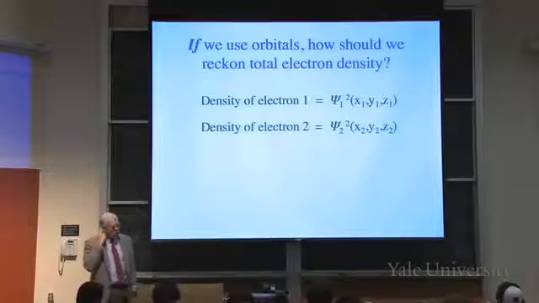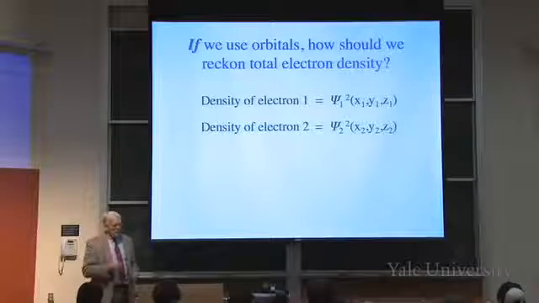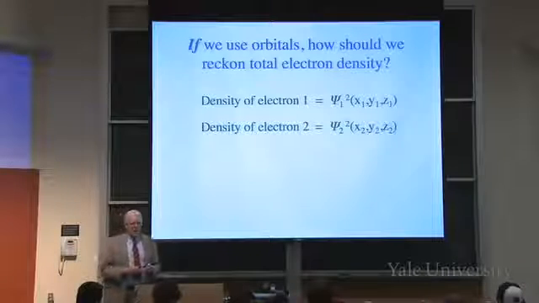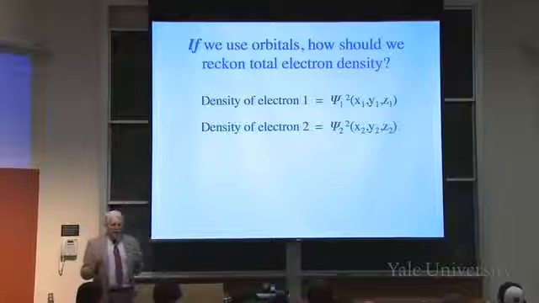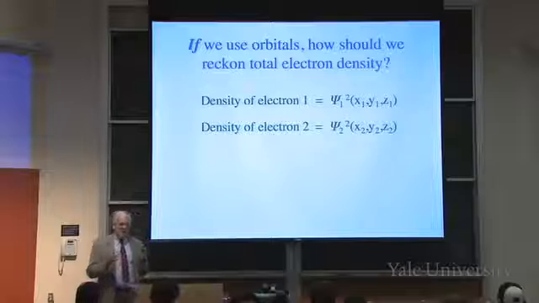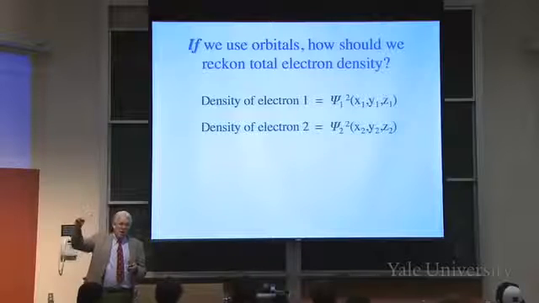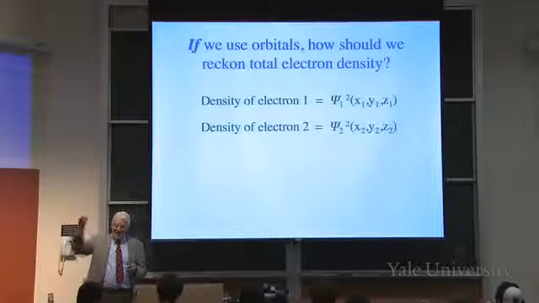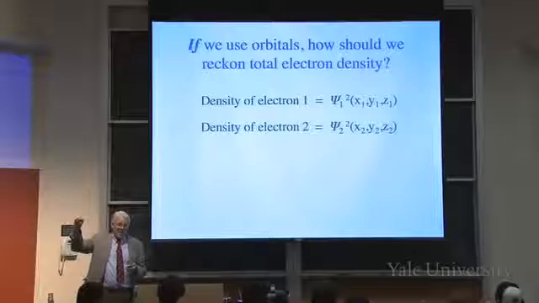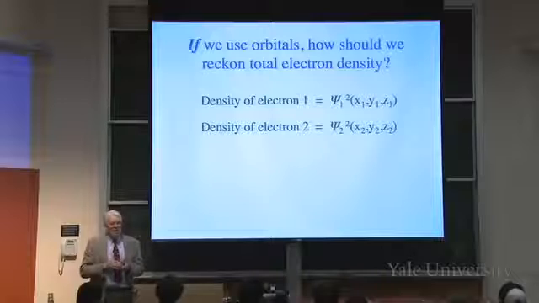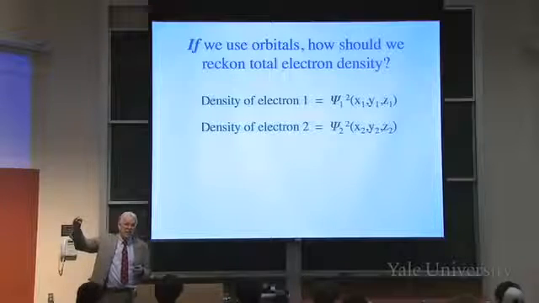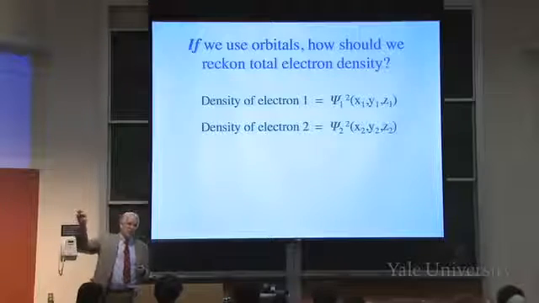Now, if we use orbitals, how should we calculate the total electron density? Well, we have two one-electron wave functions. We know the density of electron 1 at this position by squaring its wave function. We know the density of electron 2 at that position by squaring its wave function. How do we get the total electron density at that same position? How would you get it? You know how much of electron 1 is there, its probability density. You know electron 2. How do you get the total? Ilana?